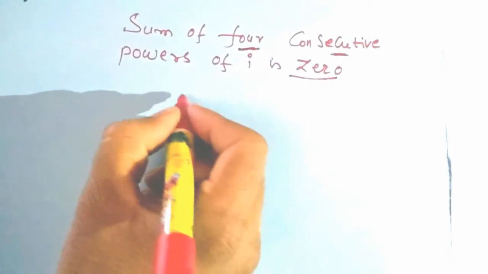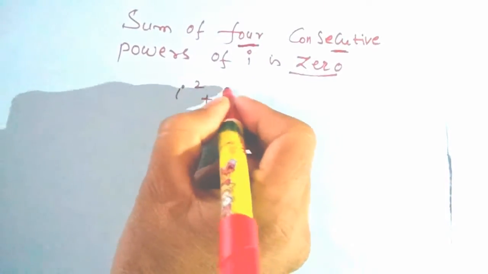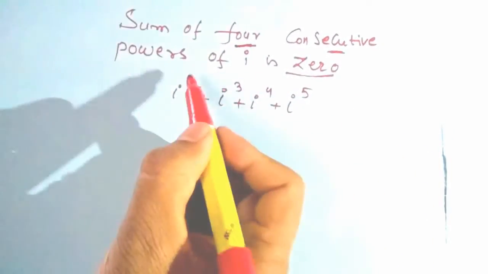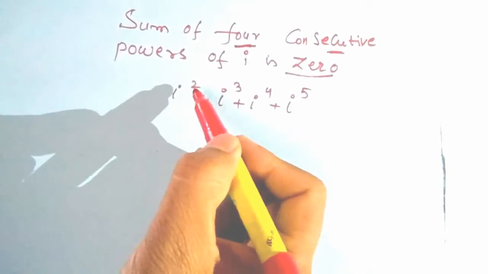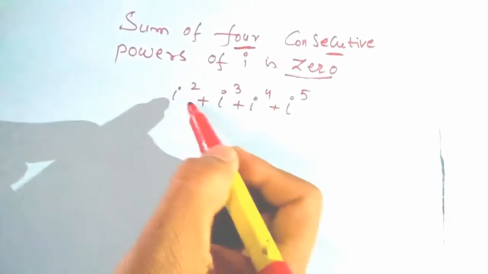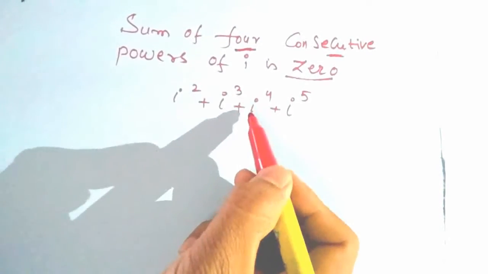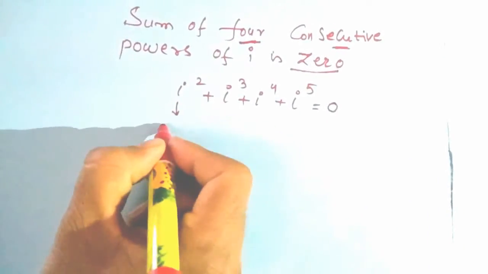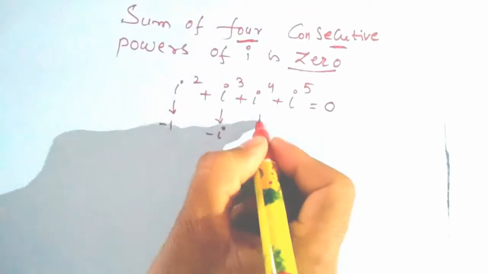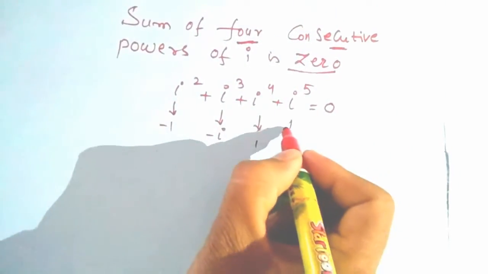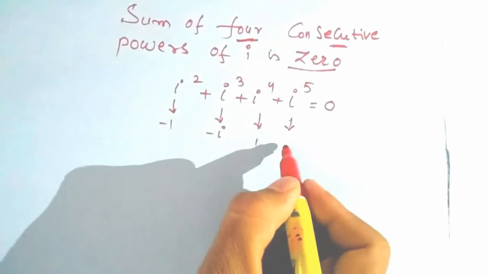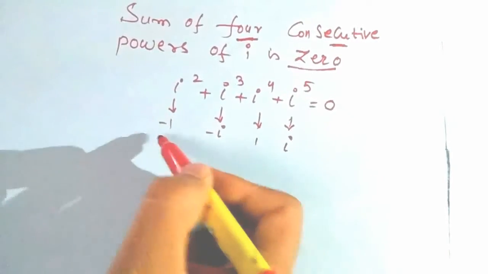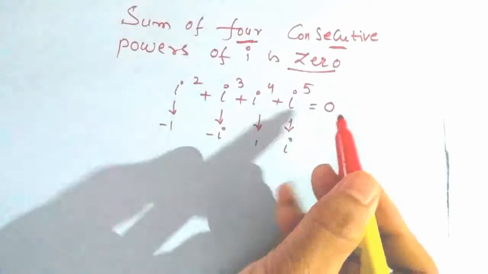So for example, i to the power of 2 plus i to the power of 3 plus i to the power of 4 plus i to the power of 5. So 2, 3, 4, 5 are 4 consecutive numbers. So i power 2 plus i power 3 plus i power 4 plus i power 5 equals 0 always. Why? i square we know is minus 1, i cube is minus i, i power 4 is plus 1, and i power 5, removing 4, you will get i. Now plus i minus i get cancelled, plus 1 minus 1 get cancelled. So that becomes 0.